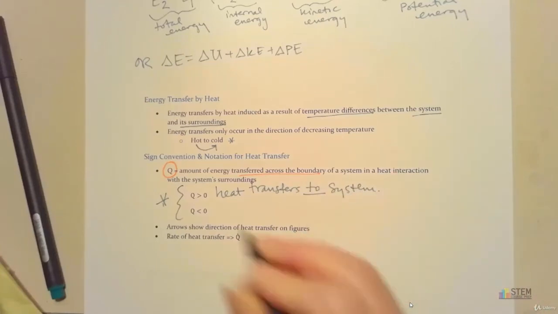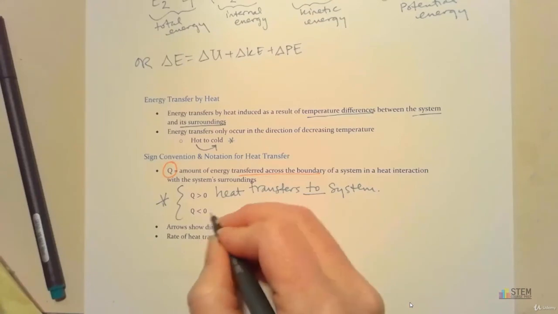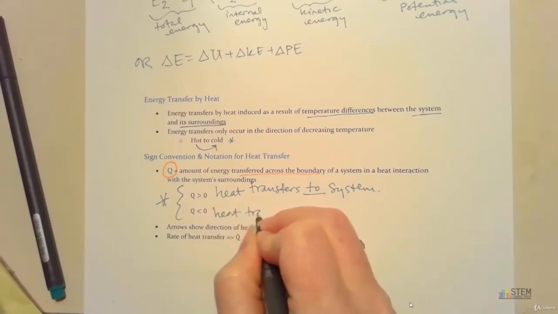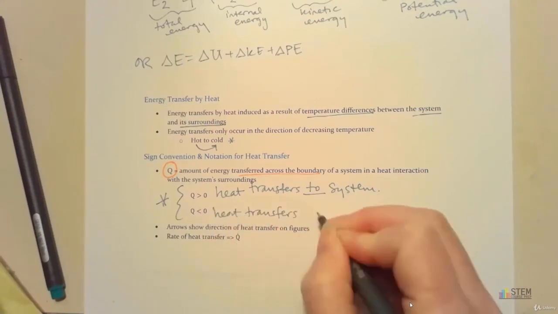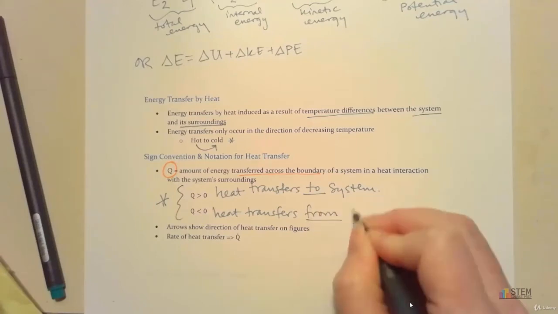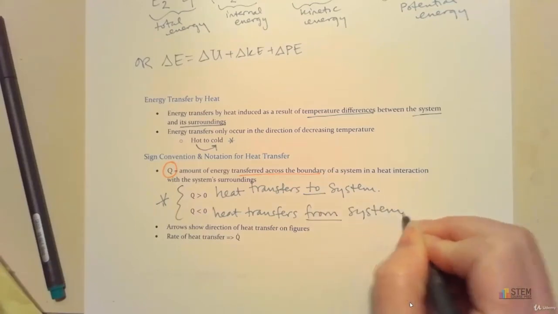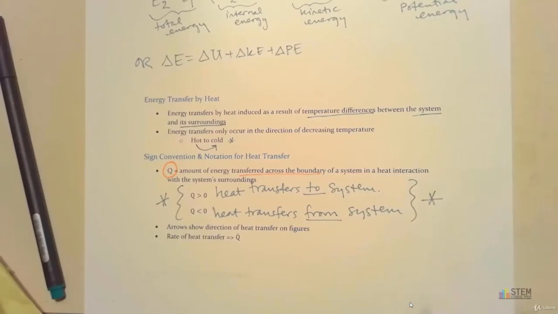Okay. And when Q is less than 0, heat transfers from the system. So to and from are your keywords there. And again, make note of that because you'll be using that sign convention quite a bit.